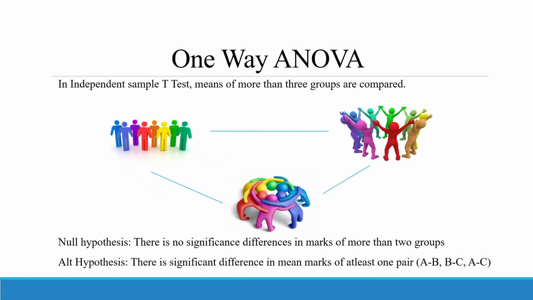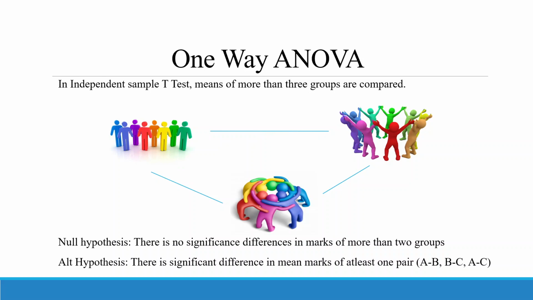Now, when we talk about ANOVA, it's a case where we are comparing more than two groups. You can see all these three groups are different. Say, for example, this is group A, group B, and group C. My null hypothesis will be there is no significant difference in marks of more than two groups.